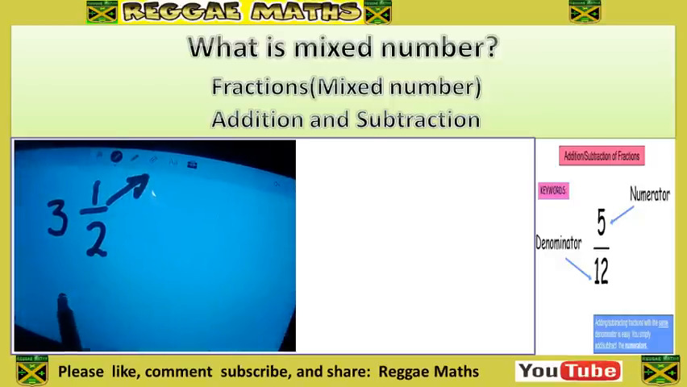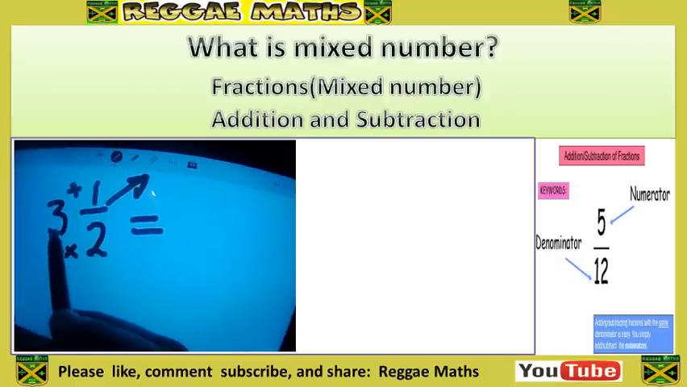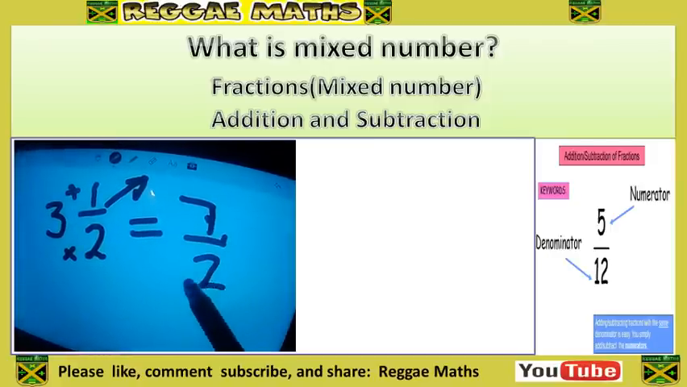Okay, so how can I change a mixed number into a top heavy fraction? So it's going to be bottom times top, bottom times side, add top. So you've got 2 times 3 is 6 plus 1 is 7 over 2. So now that becomes a single fraction. Now it's top heavy, so you go back to the same process of how to add fractions.